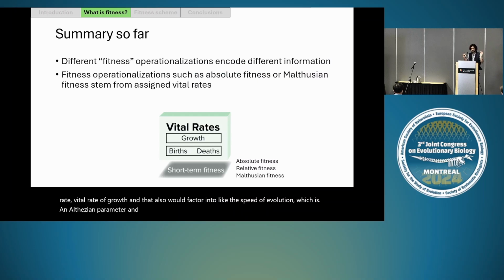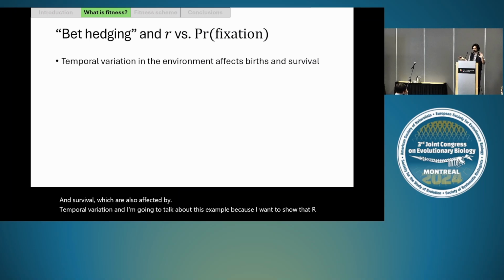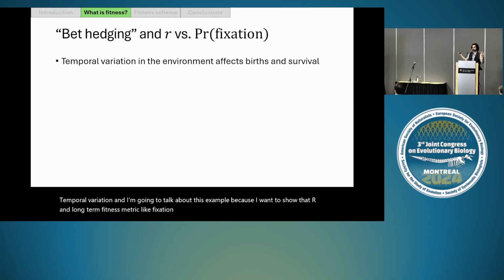And so, in summary so far, different fitness operations encode different information. Fitness operations such as absolute fitness or Malthusian fitness stem from some kind of assigned vital rate. They're this sort of murky shadow that we derive beneath vital rates. And what do they tell us? And so I'm going to extend our example, thinking about births and survival, which are also affected by temporal variation. I'm going to talk about this example because I want to show that R and a long-term fitness metric like fixation probability can give strikingly different predictions, and I want to use this to motivate how we might think about fitness in a useful way.